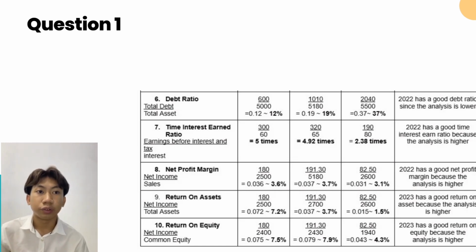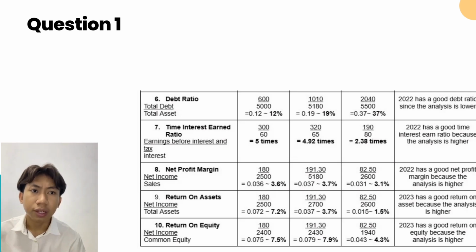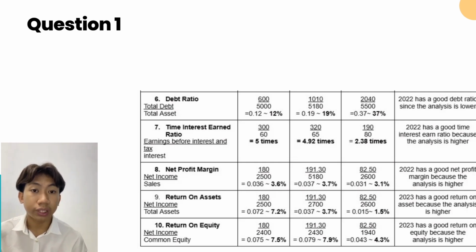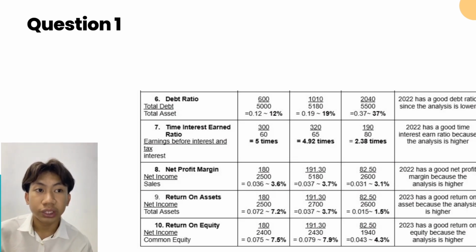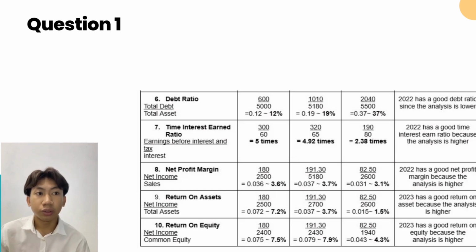For 2022 we get 5 times, 2023 we get 4.92 times, and the last year we get 2.38 times. So the analysis is that 2022 has a good times interest earned ratio because the result is higher. For times interest earned ratio, when it's high, it is good.